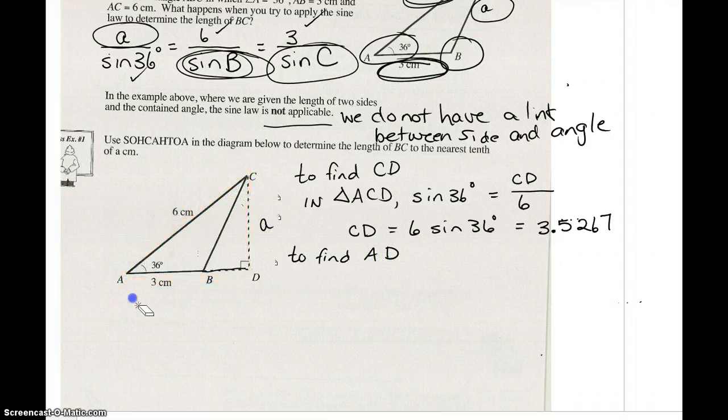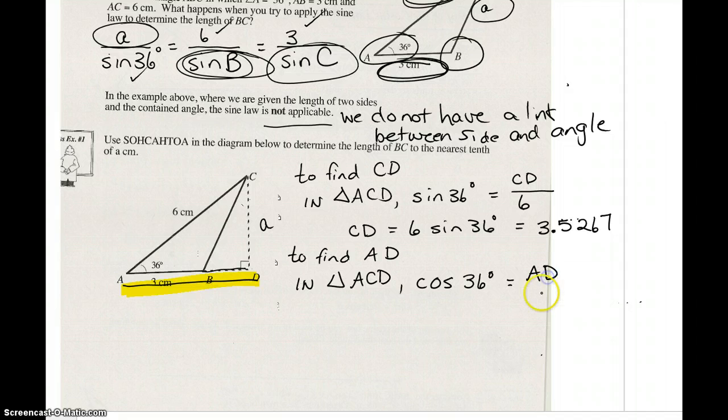AD, I'm going to take the highlight away and do it again. We're looking for this particular angle, this particular side. So to do that, in triangle ACD, we will find our cos 36 degrees. We're still looking at that same angle, but this time we're going to use cos because of course we want to have the adjacent.